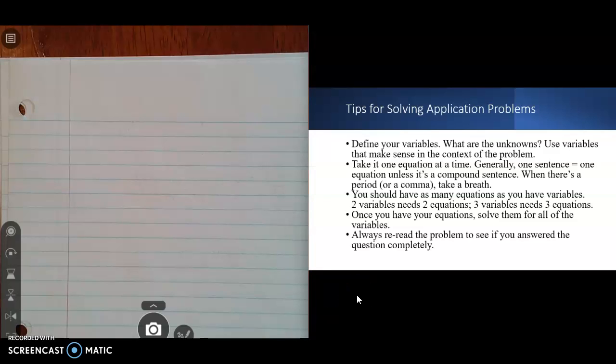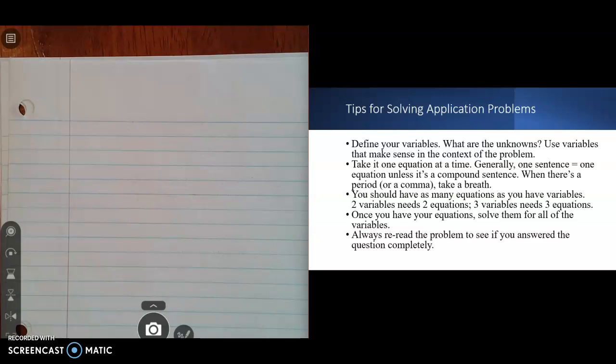So a couple of tips just to get started before we do this. The first thing you should be doing with these application problems is defining your variables, figuring out what you are solving for, what the unknown values are. I would highly recommend using variables that make sense in the context of the problem. Sometimes you get used to using x's and y's for everything, and then when you solve it, you have no idea what you just got. So use a variable that makes sense, so that when you solve it, you know what you got.